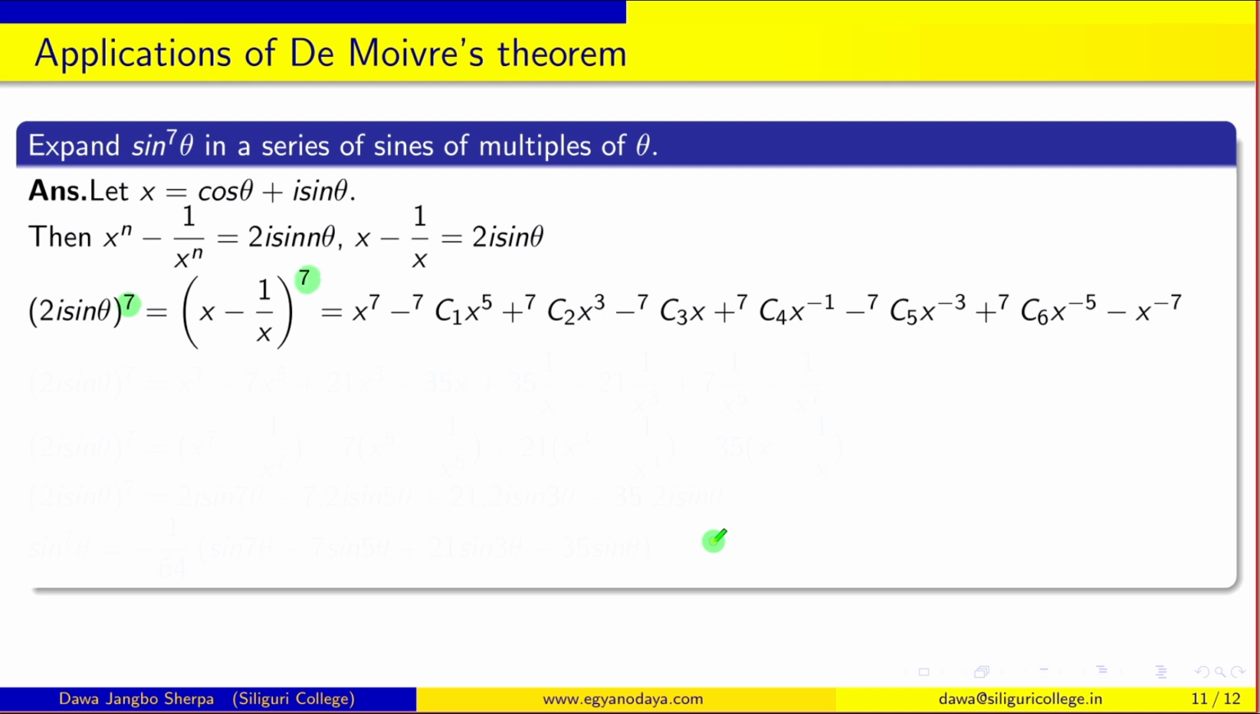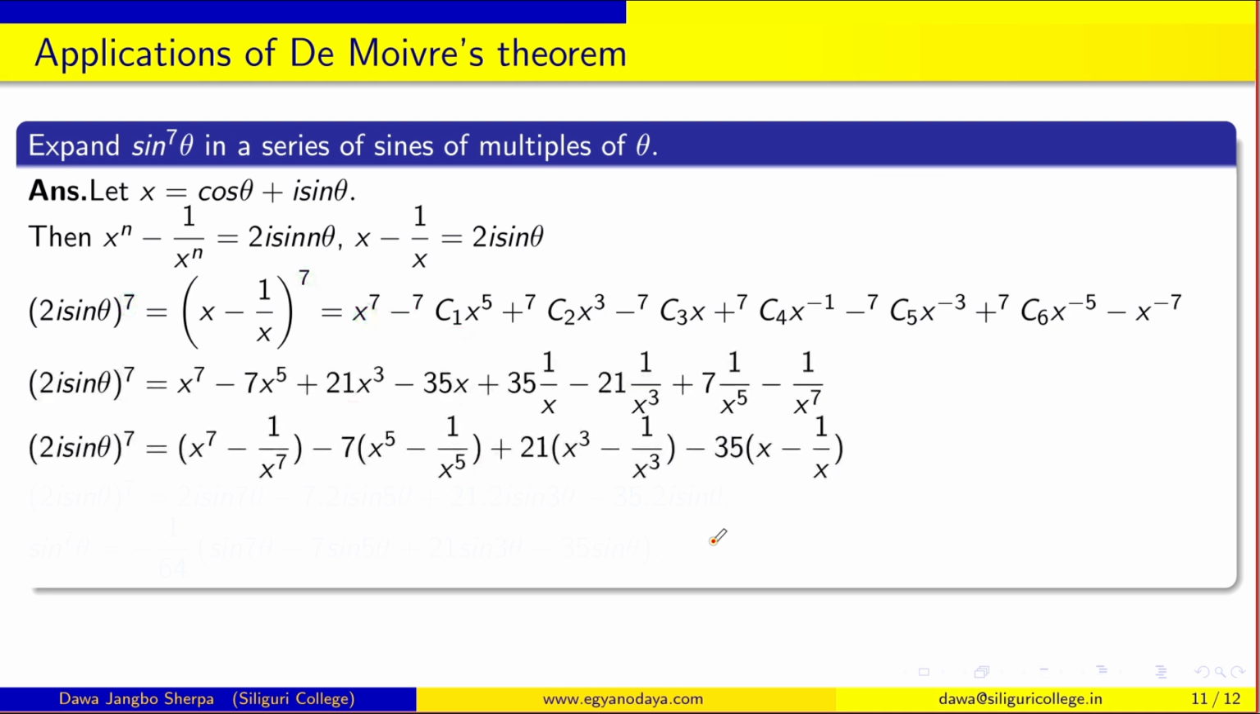Now if I expand in a binomial expansion, 7C0 x to the power 7, 7C1 x to the power 5. In this way you will expand. The first term will be 7C0 x to the power 7 times 1 by x to the power 0, plus 7C1 x to the power 6 times 1 by x to the power 1, and so on. So this is the expansion. We have to expand up to 8 terms. Now x to the power 7 and minus 1 by x to the power 7 I am writing over here. 7 x to the power 5 and 7 times 1 by x to the power 5 I am combining together, and similarly this term and this term I am writing together over here, and so on.